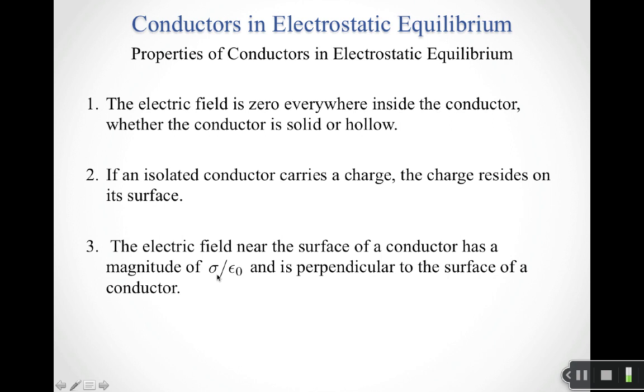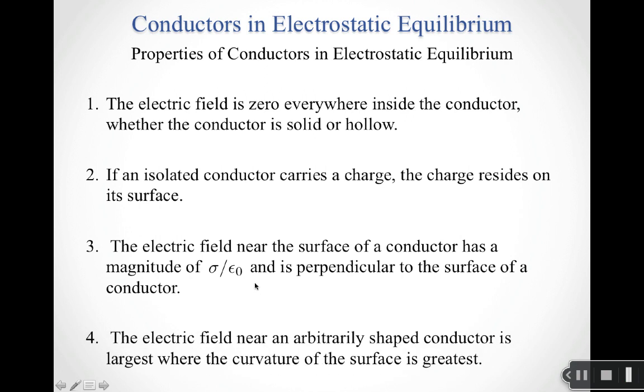This symbol here is sigma, and we use it for the surface charge density. This is a way of saying charge per area. Epsilon naught, we've seen before, is related to our Coulomb's constant, and its value is 8.85 times 10 to the minus 12. So get close enough to any conductor, and this is what the electric field is going to look like.